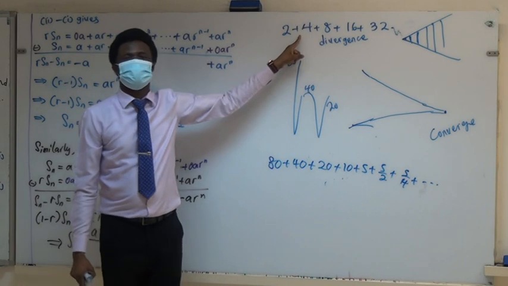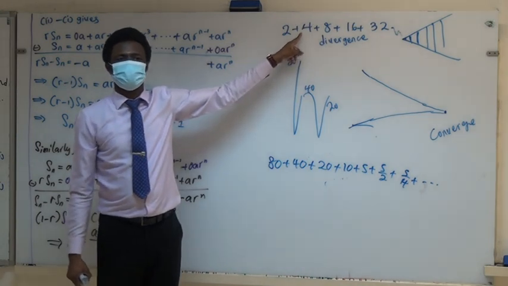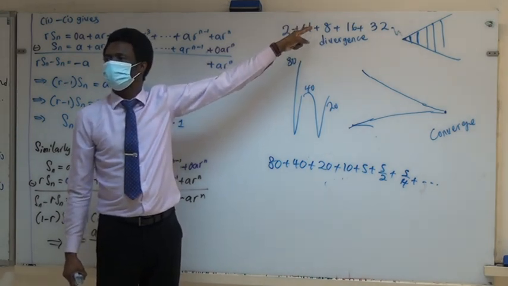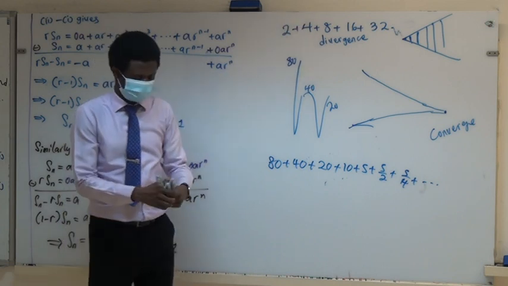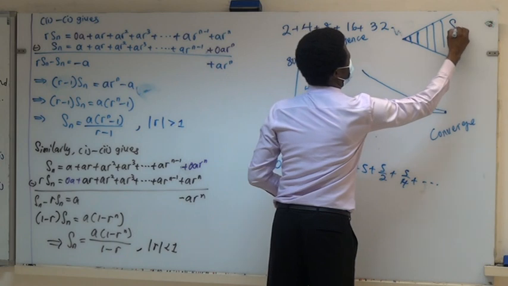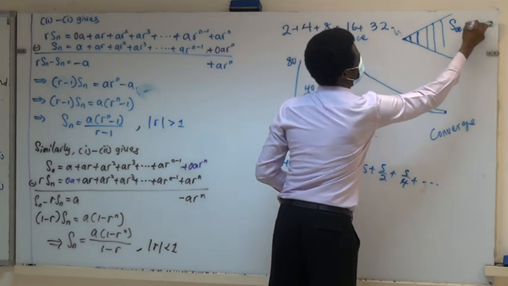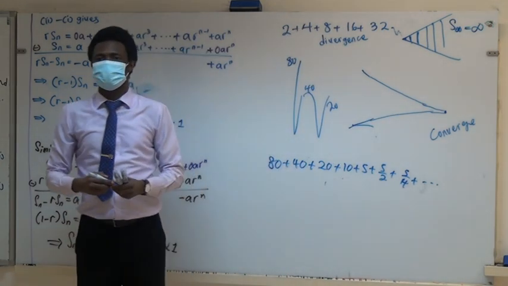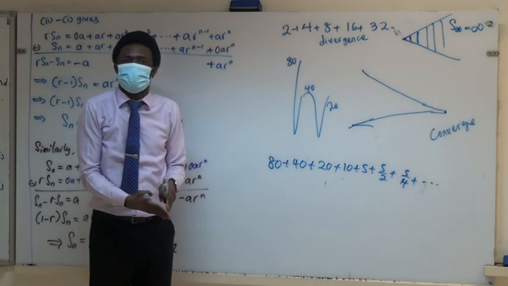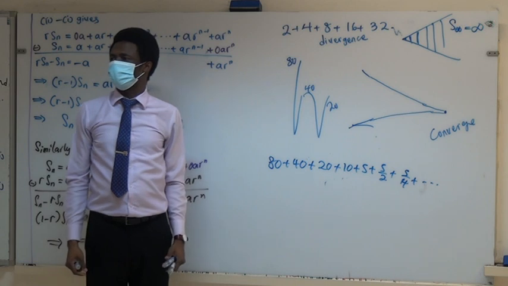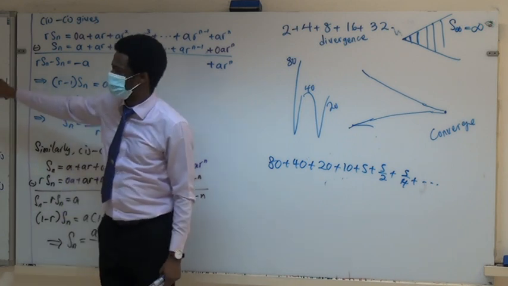But that's not possible here, because it becomes bigger. So there's no way you can get the sum to infinity. The sum to infinity, in this case, is infinity itself, because the number becomes bigger. But because this number becomes smaller, you can get the sum to infinity. That is the purpose of the second part.